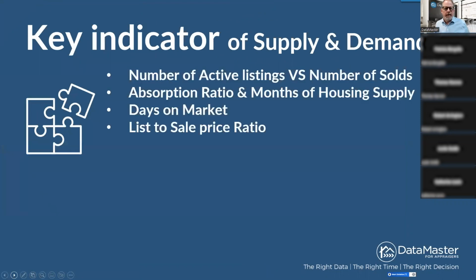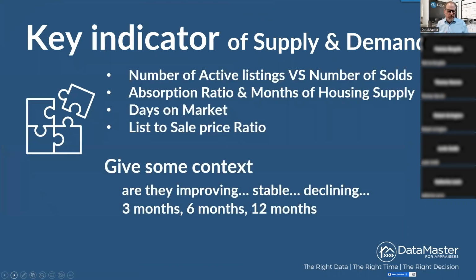Okay, so with that in mind, these are just some of those key things that are important for you to look at, and I'm going to show you where Data Master provides them for you. List to sale price ratio, days on market, absorption ratios, months of housing supply, the number of active listings versus the number of solds.